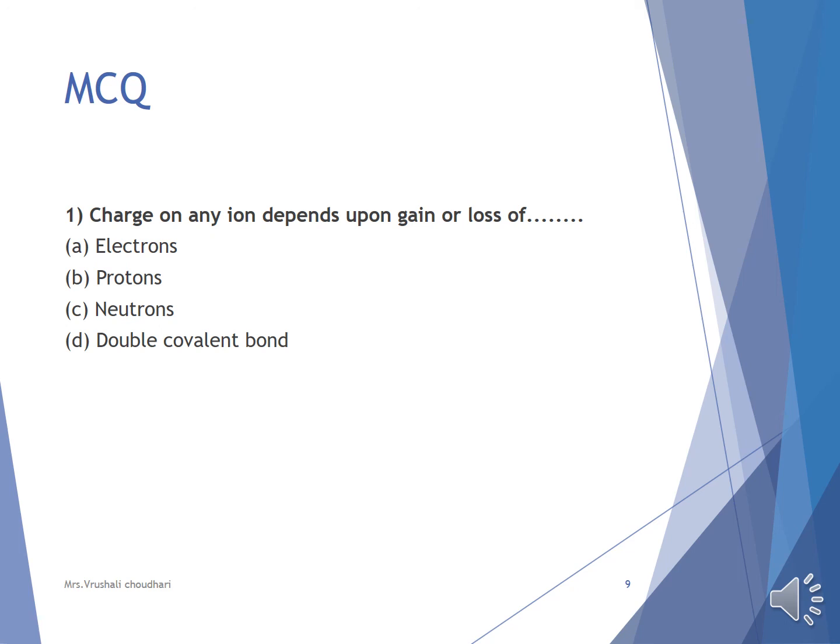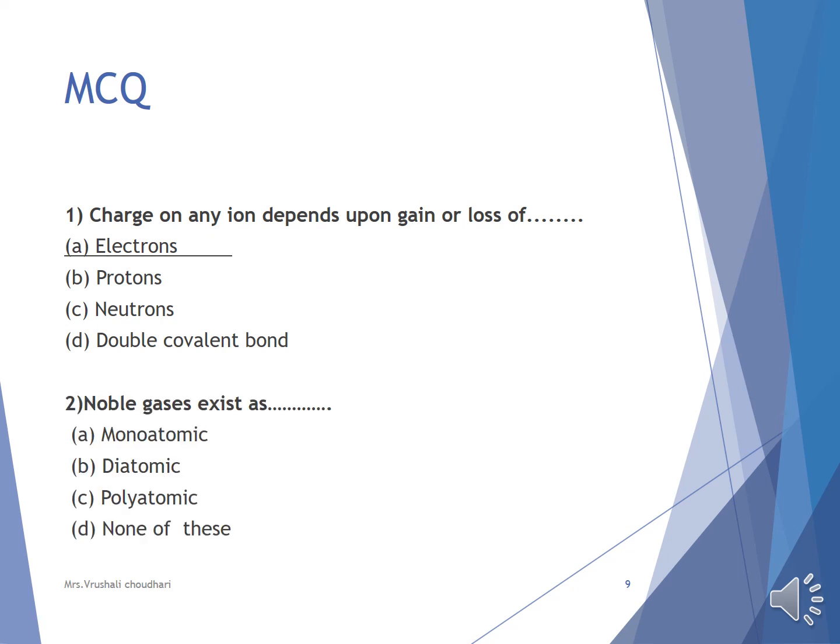Charge on any ion depends on gain and loss of electrons. Protons and neutrons are present in the center part, so the charge does not depend upon the nucleus, it depends upon the electrons. Noble gases exist as monoatomic, diatomic or polyatomic? Noble gases have a stable outermost orbit or completed octet, so they always remain monoatomic.